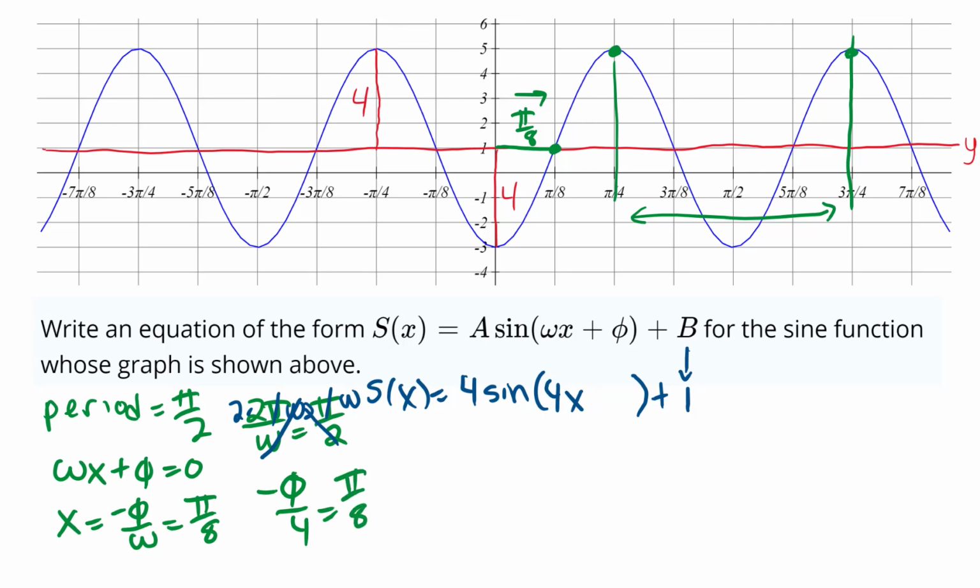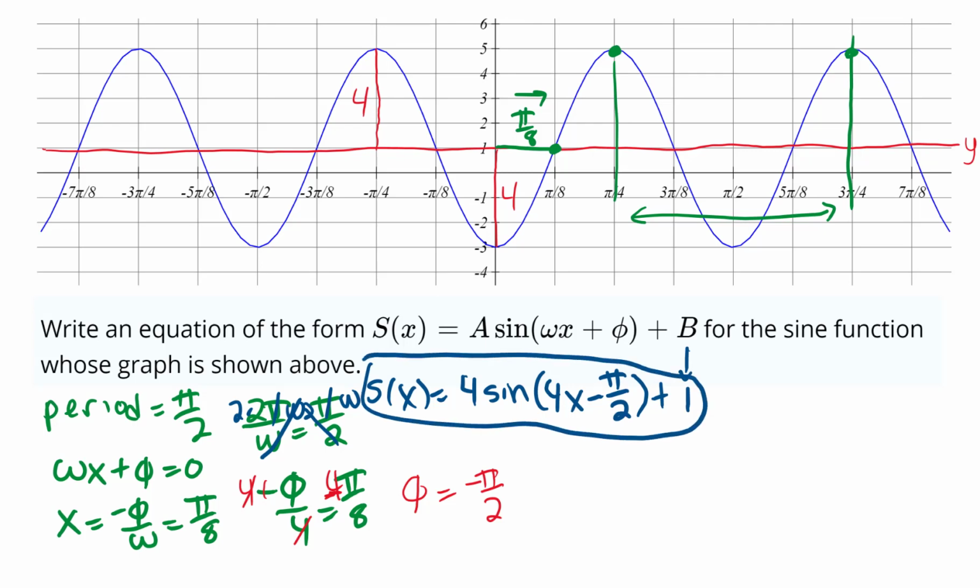Let's go ahead and solve that for phi. So I'm going to times both sides by a negative, so that'll get rid of it and put it over here. And then I'm also going to multiply both sides by a 4, so that this 4 will cancel, and that'll put a 4 over here, and there's a negative out in front of it. So it looks like phi equals negative 4 pi eighths, which reduces down to negative pi over 2. So I'm going to put phi in here, negative pi over 2. And that is the equation that we have graphed.